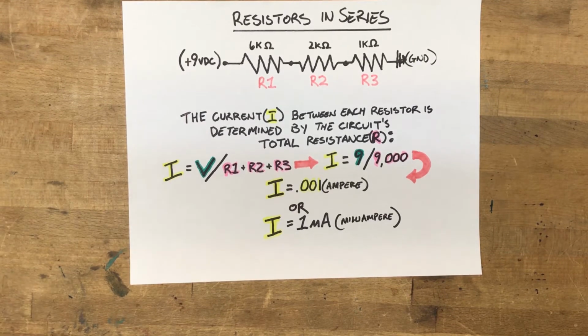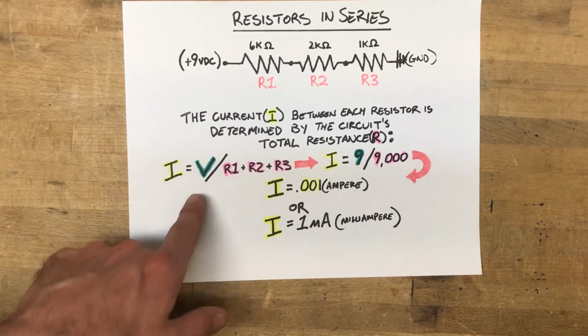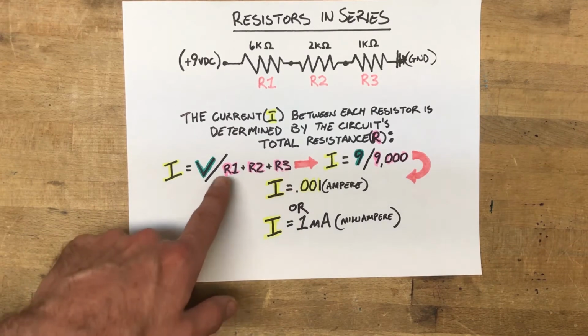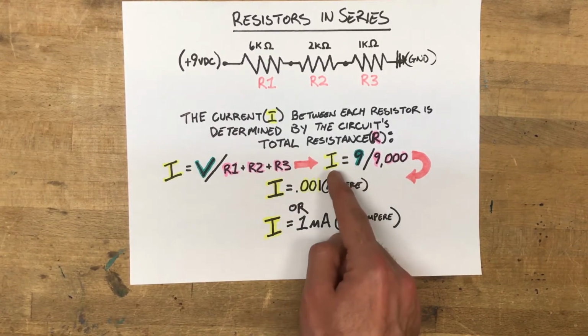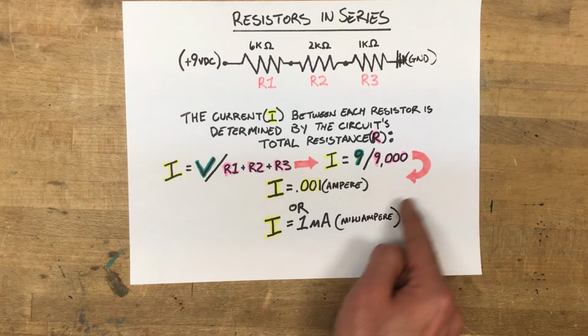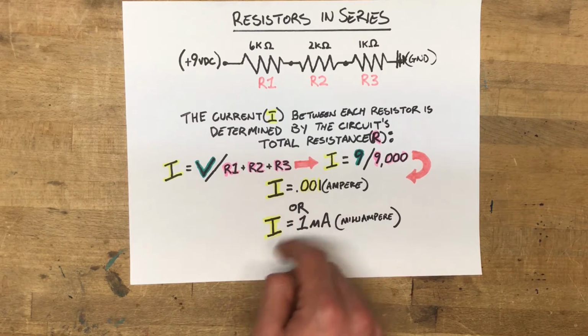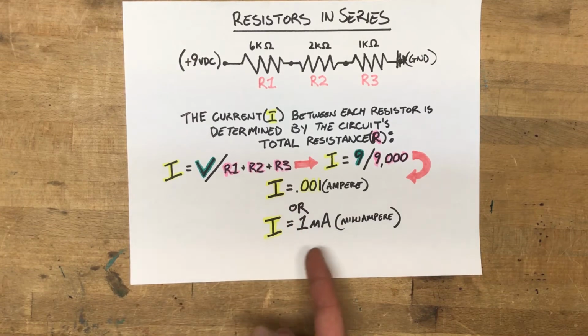So we can start by figuring out the current that will run through these. And now that current will be the same no matter what the resistance value of each particular resistor is. It's based upon the total resistance of the circuit. So using Ohm's law, we can figure that the current is equal to the voltage divided by the total resistance, R1, R2, R3. That can be simplified into the current is equal to 9 volts divided by 9,000 ohms, which means that the current rating in amps is 0.001 amps, or that can be rewritten as 1 milliamp.